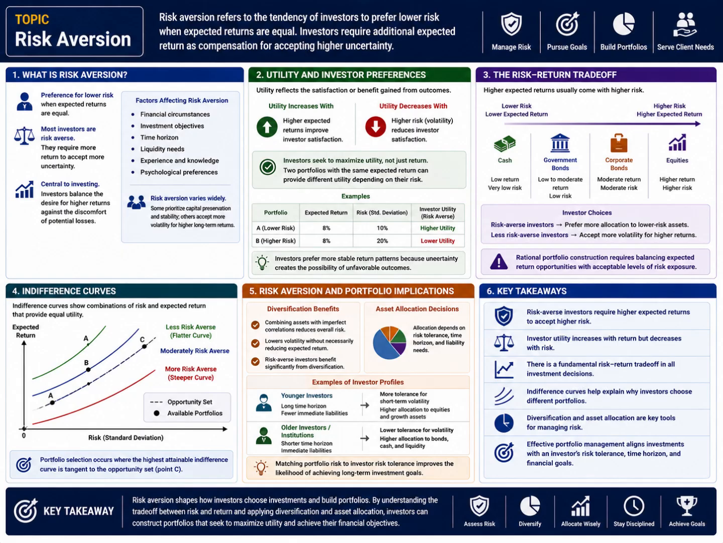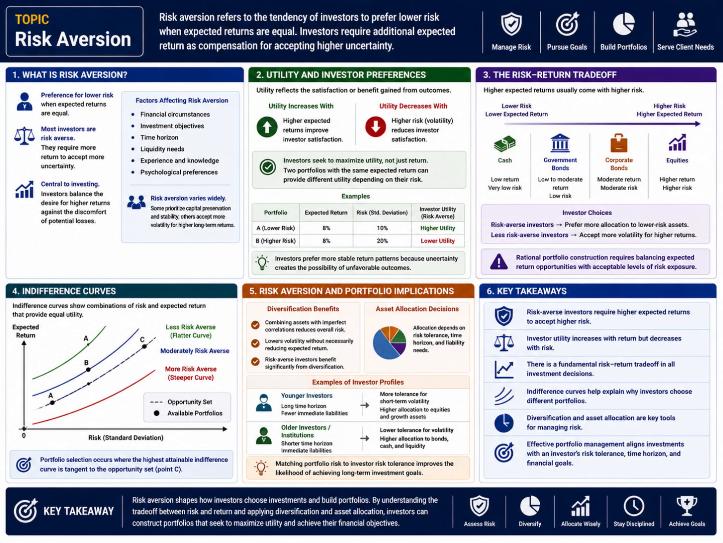Risk aversion has important implications for portfolio diversification and asset allocation. Diversification allows investors to reduce portfolio risk by combining assets with imperfect correlations. Risk-averse investors benefit significantly from diversification because it lowers overall volatility without necessarily reducing expected return. As a result, diversified portfolios are generally preferred to concentrated positions in individual securities.